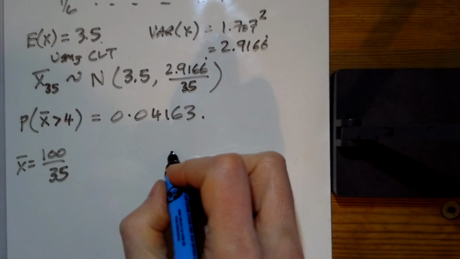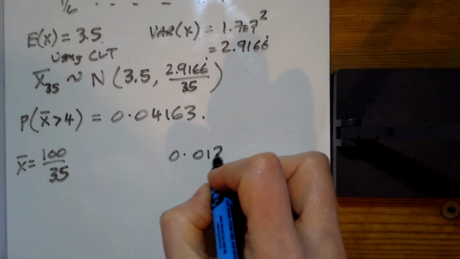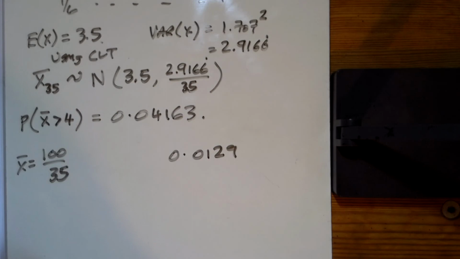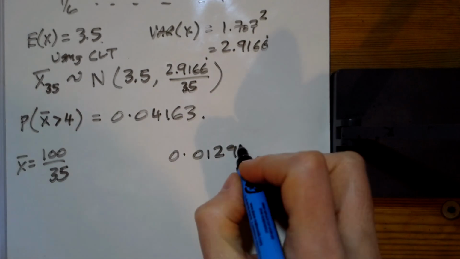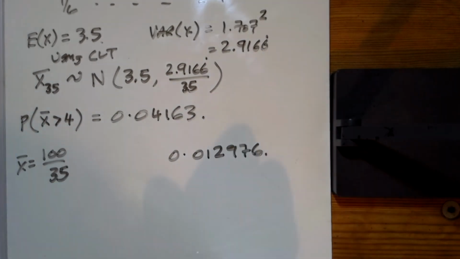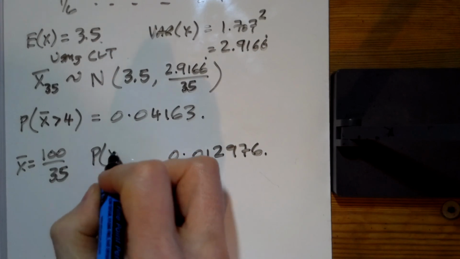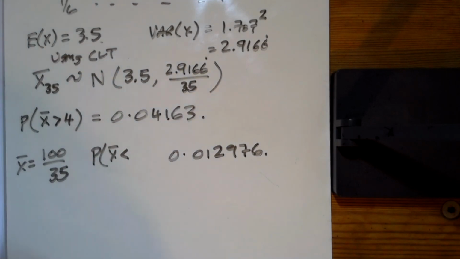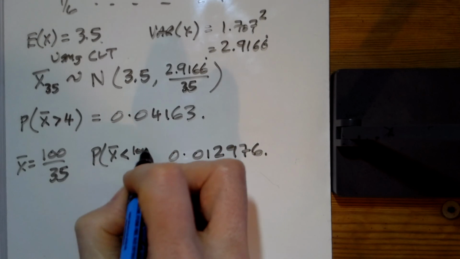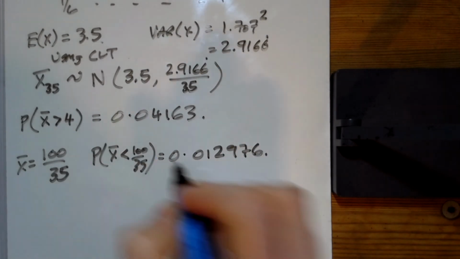0.0129. Looking at it more carefully, it's 12976, so maybe if I'm rounding that, it should be 0.013. So I want the probability that X bar is less than 100 over 35, and that gives us that.